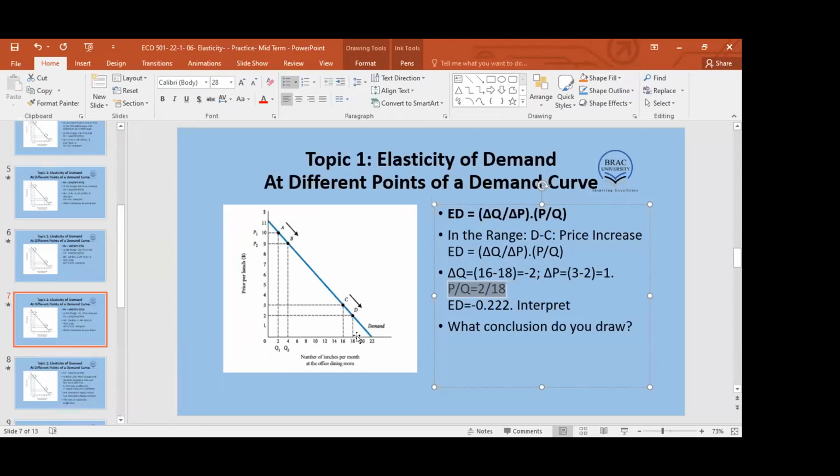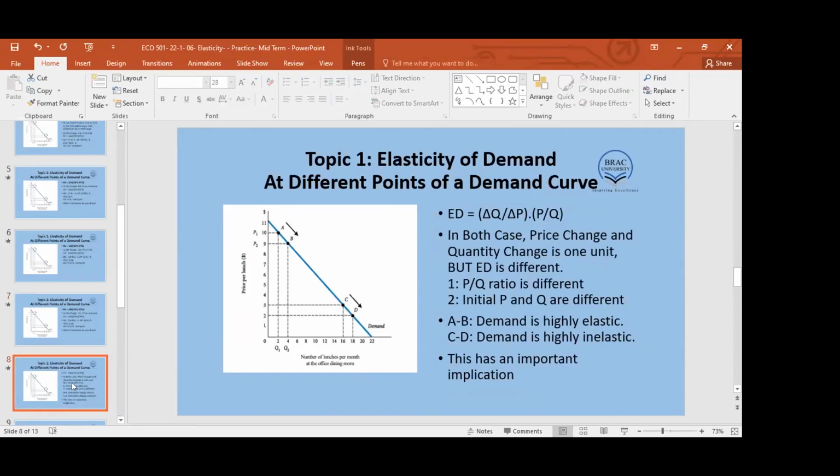But because of the PQ ratio, that means depending on where we are, in the AB region, P by Q is greater than 1. In the CD region, P by Q is less than 1. Okay? That's why in the AB region, it is elastic, it's responding to the price change. In the CD region, it's inelastic, not responding to the price change. And that also tells us that in the elastic region, if we reduce the price, revenue will increase, and in the inelastic region, if we increase the price, revenue will increase. Now, this has an important implication.